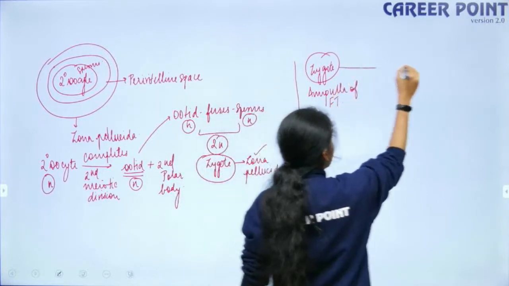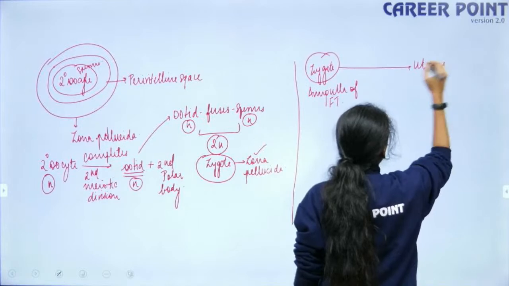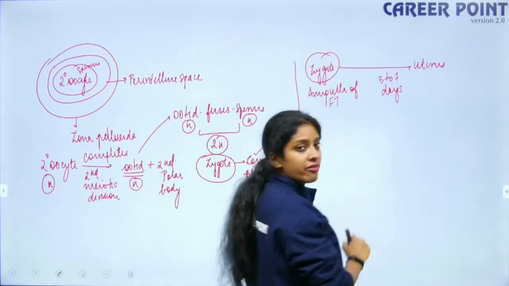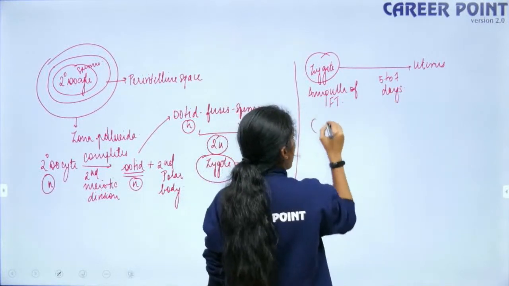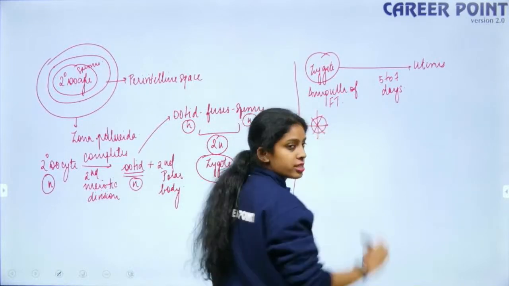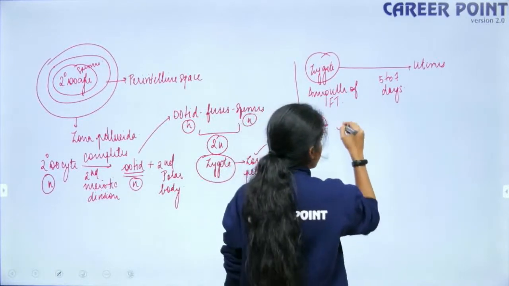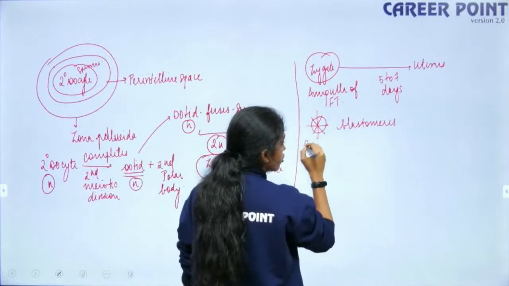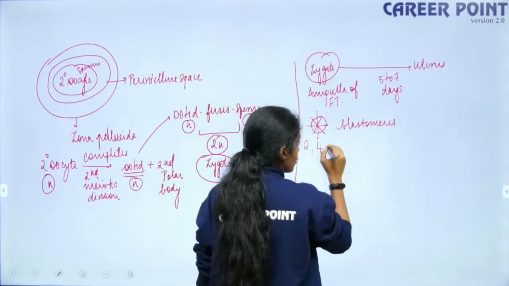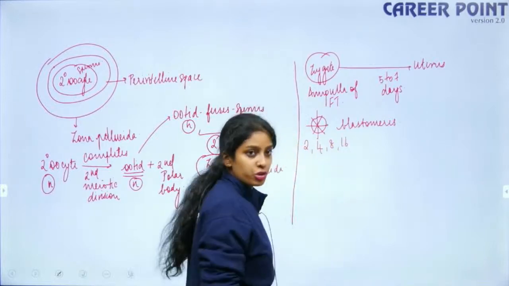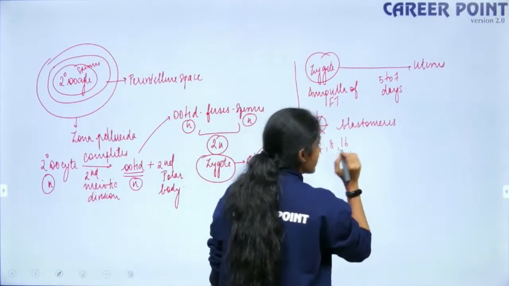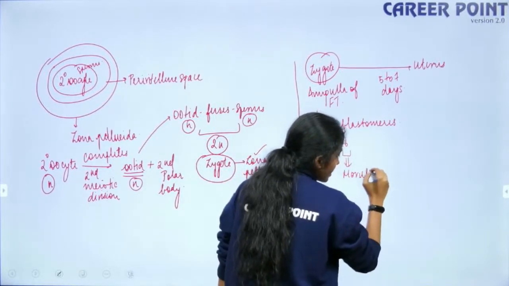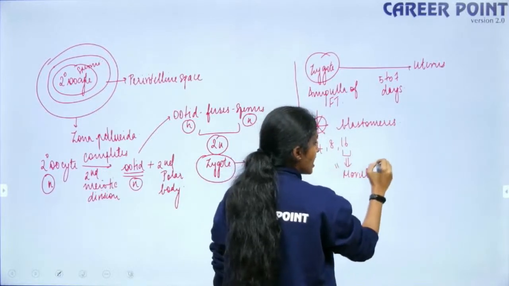For the zygote to reach the uterus, it takes 5 to 7 days. So what happens during the 5 to 7 days? Point number 1, your zygote undergoes a series of divisions. This series of divisions produces blastomeres. Your zygote undergoes 2-cell, 4-cell, 8-cell, 16-cell division. When it reaches the 16-cell stage, it is known as the morula.